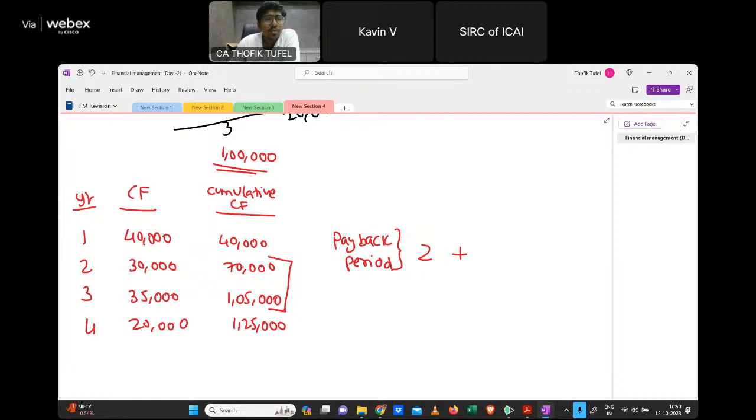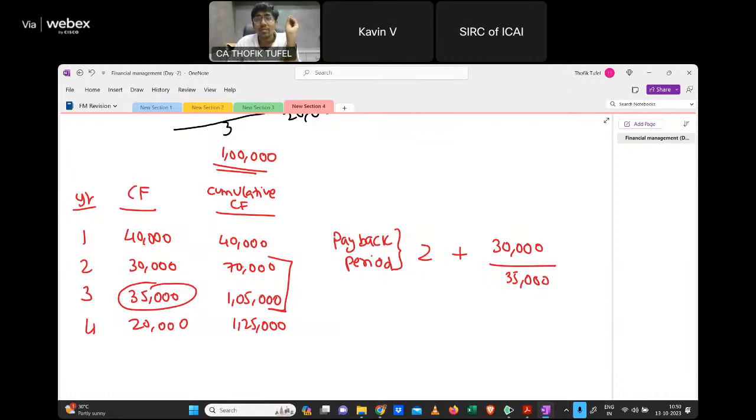Now, what is the amount that you want to recover in year 3 to get 1 lakh rupees? If you see, 30,000 is the amount you want to recover in year 3. But in year 3, how much have you earned? In year 3, you have earned 35,000 rupees. So what you're doing is, there may be a possibility that 11 months you have calculated.